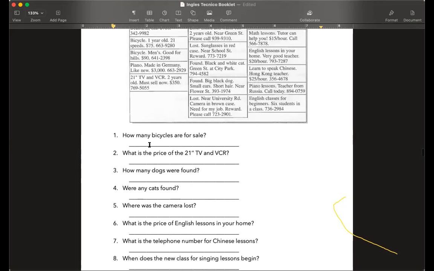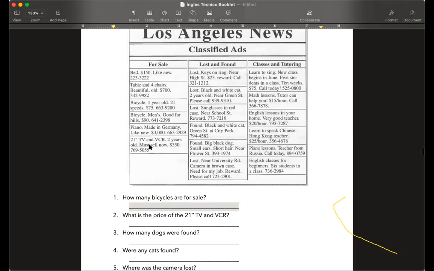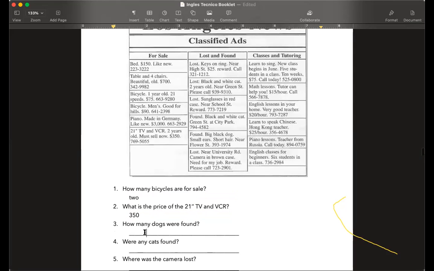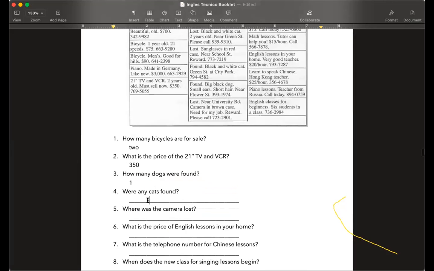Okay, how many bicycles are for sale? Two. So there are two bicycles for sale. What is the price for the 21-inch TV and VCR? $350. How many dogs were found? One dog. Were any cats found? One. Okay. One cat.